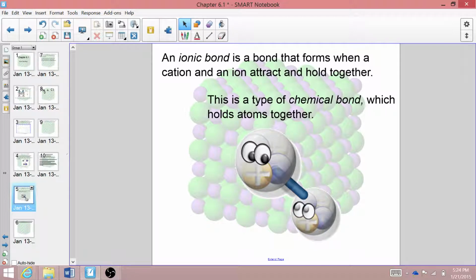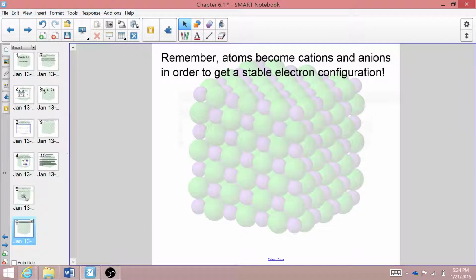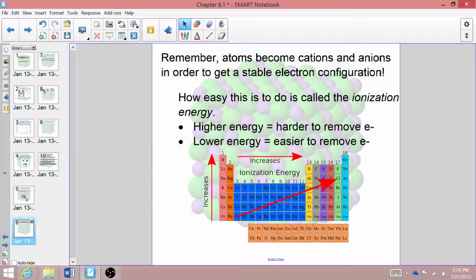And this is what we call a chemical bond. A chemical bond is any kind of bond that holds atoms together. We're going to learn about 3 different kinds, but right now we're talking about an ionic bond in particular. So remember that atoms become cations and anions in order to get a stable electron configuration. That's the whole reason they're doing this. How easy it is to do this is called the ionization energy.